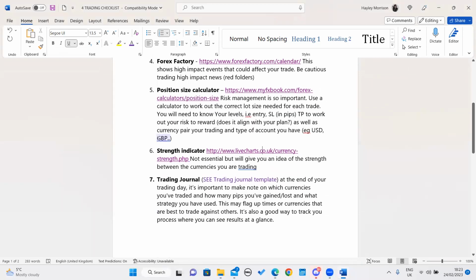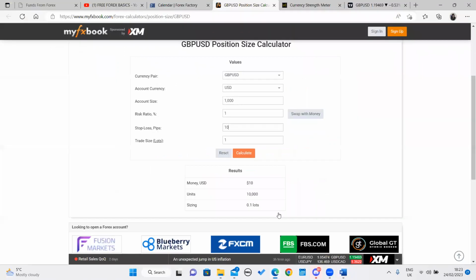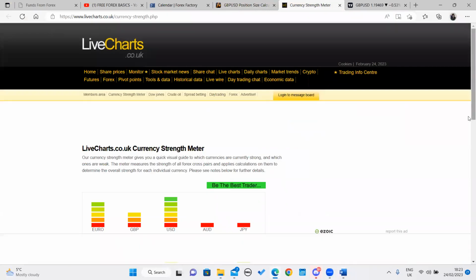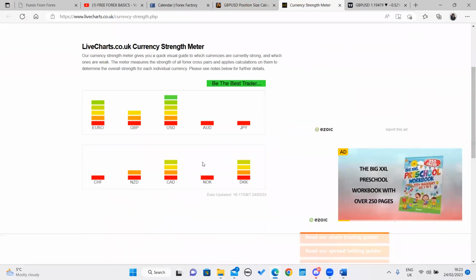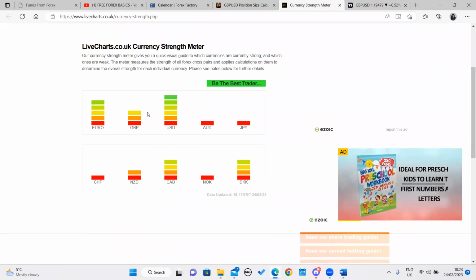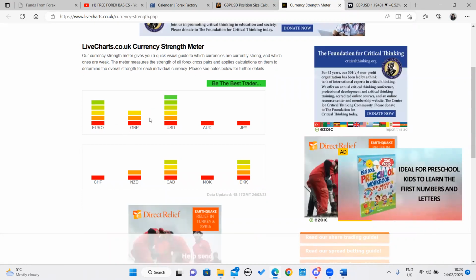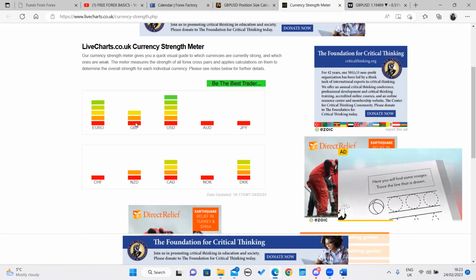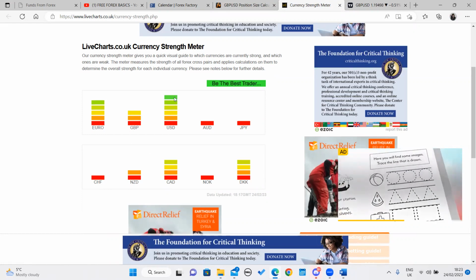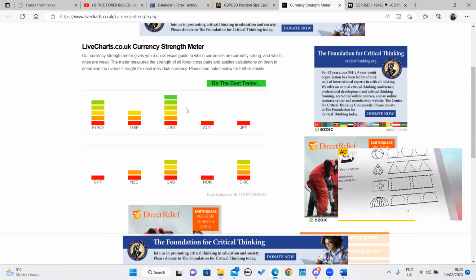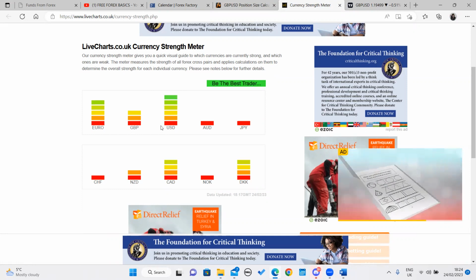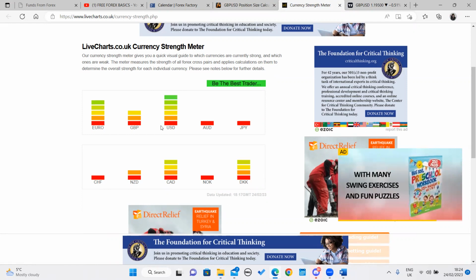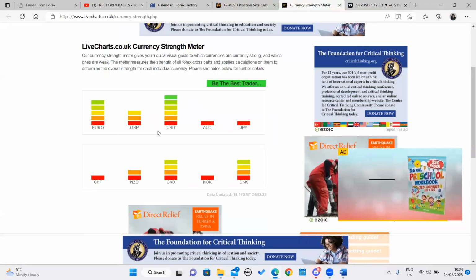Another one that is not necessary, but I like to have it and just like to have a little nosy, is the strength indicator. So that link will take you to this, and it's just got some of the main currencies here. So if I was trading pound US, I can see by looking at this indicator that US dollar has a lot more strength than the pound. Please don't just go off this and go, all right, this is stronger, so I'm going to put a sell in. But use it just as an added extra to confirm your strategy and your analysis.